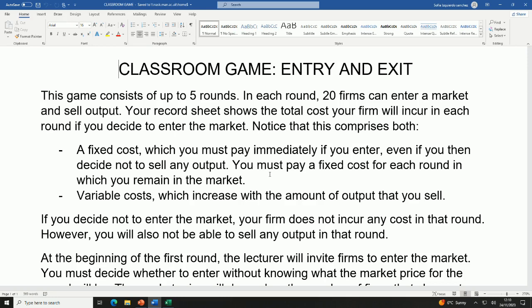Once I know how many firms are in the market, I will announce the price. Knowing that price, those firms that are in the market will have to decide how much output they will be producing. And your output, in this case, has to be between 0 and 10. It has to be a whole number. It cannot be 1.5, okay? 0, 1, 2, 3, 4, 5, 6, 7, 8, 9, or 10.